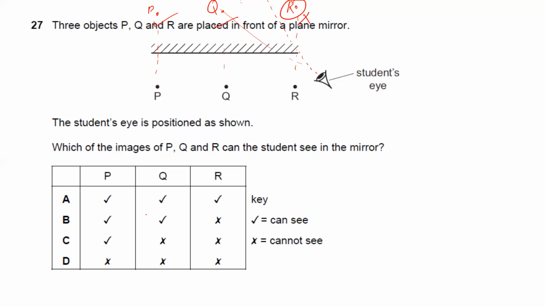So let's see. P, yes, P can be seen. Q can be seen. R cannot be seen. Tick tick cross. Tick tick tick, no. Tick tick cross, yes. Tick cross cross, no. Cross cross cross, no. So answer B is the best choice we have.